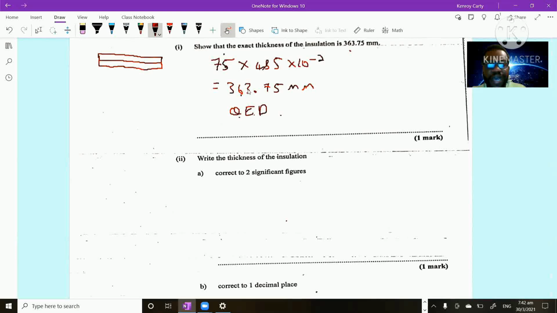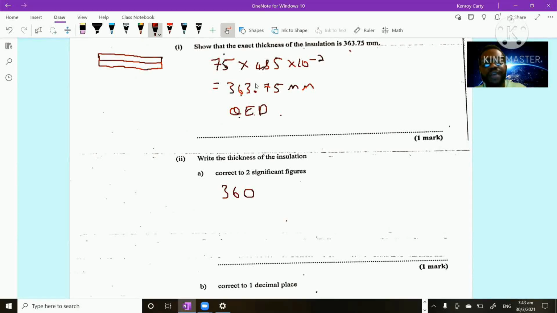You look at the number that comes after the 6, which is 3. The rule is that if it is 5 or above, we round the 6 up. If it is less than 5, we round down. When we say we round down, we don't mean that we round down the 6 to 5. It means that we leave it as it is. So correct to two significant figures, it would be 360. So of course, replace the other position with a 0.